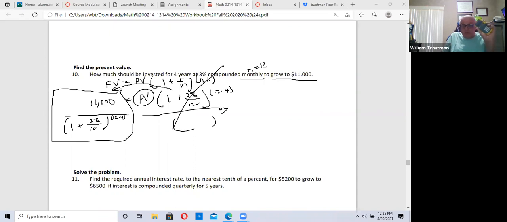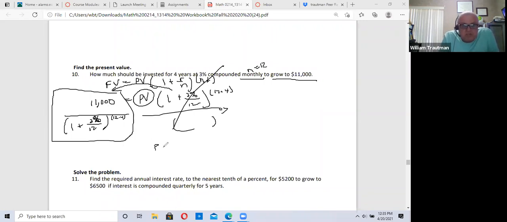Once again, you have to type it into your calculator correctly. Fraction, 11,000 on top, on bottom, parentheses, 1 plus another fraction. That's 3%, 3 with a percent symbol over 12. Close that. Raise it to a power of 12 times 4. Close the parentheses, and we're done. Hit enter.